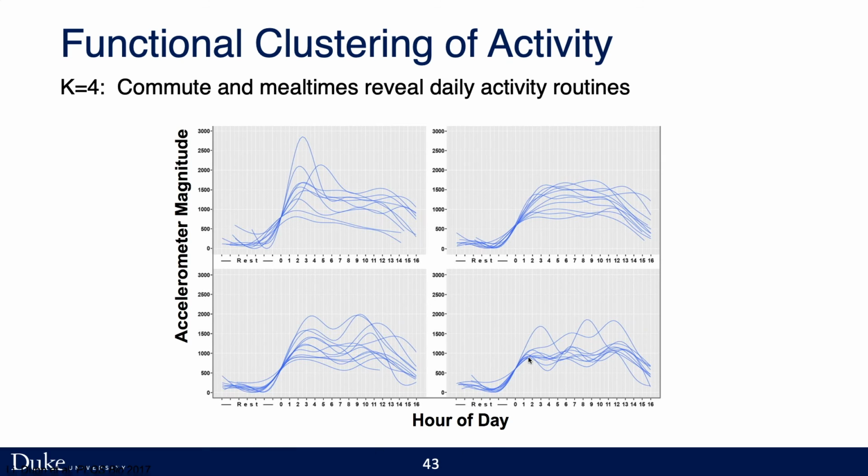And then we also saw that these 3 peaks tend to correspond with meal times. And so these may be individuals who go out to breakfast, lunch, and dinner, for example. But what we could do here is, based on the shape of this daily curve, we could perform functional clustering.